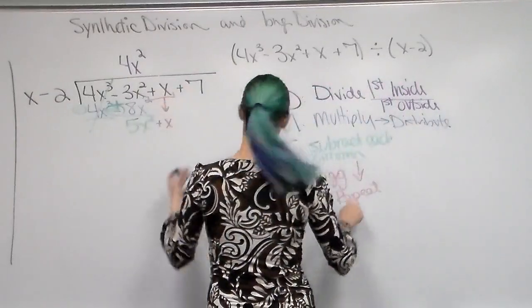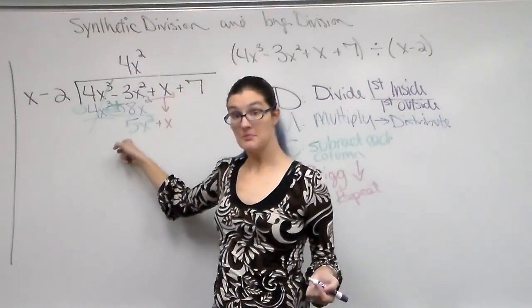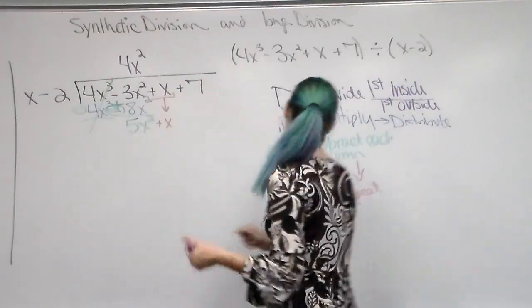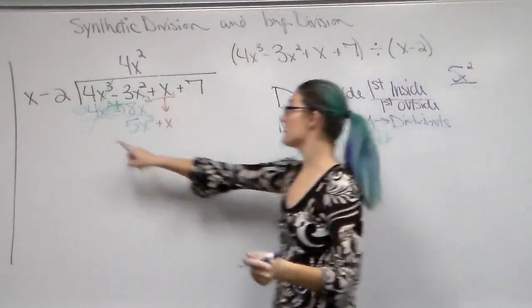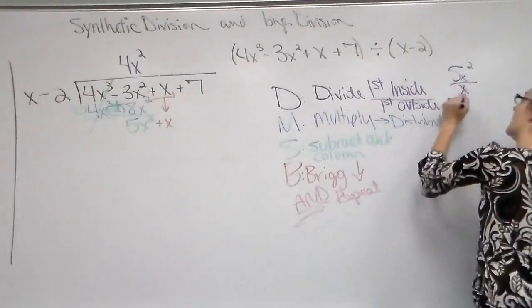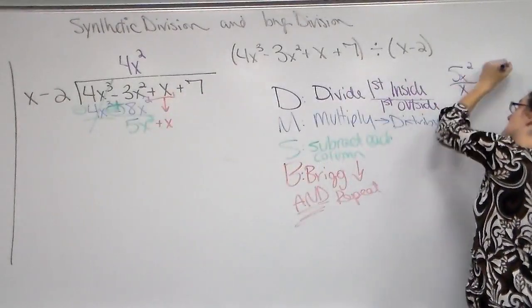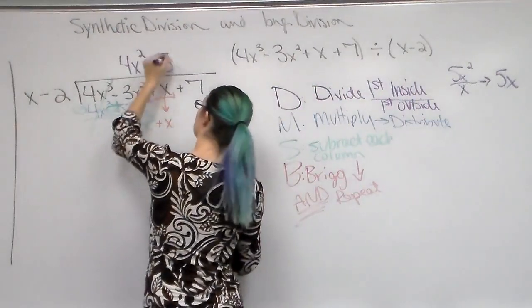So we are repeating. Step 1 is divide. Our first inside, we're going to the bottommost inside. So 5x squared divided by our first outside. That hasn't changed. That's just x. 5x squared divided by x would be 5x. That's going to go on top.